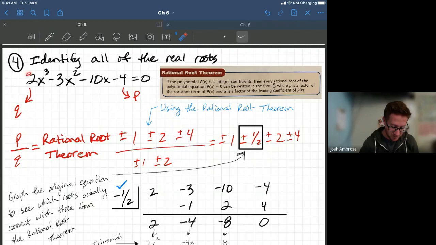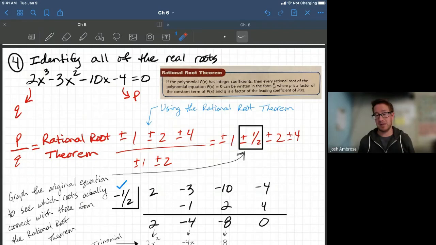The first coefficient, which is with the biggest exponent, is going to be your Q value in the rational root theorem. And then the final term over here, whatever that may be, is going to be the P value in the rational root theorem. Right there is the little equation for the rational root theorem. But it's not quite as simple as just saying, oh, you just take a negative 4 and divide it by 2. Unfortunately, it's not that simple.